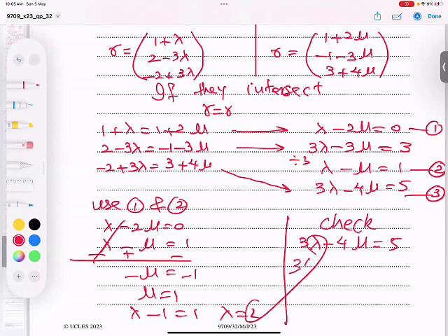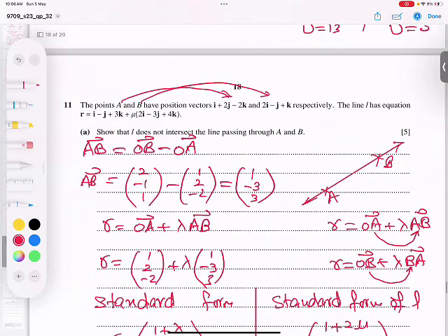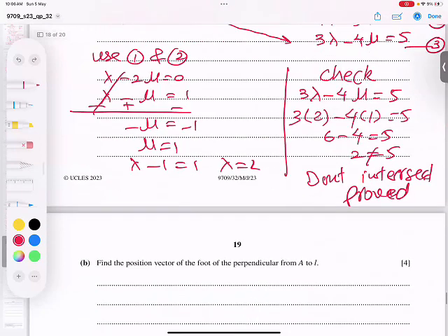Lambda will come from here. Okay, I can write it here: 3 twos are 6. And the mu value comes from here, so 1. So 6 minus 4. I got 2 is equal to 5. No way. So they don't intersect. And proved, because he was asking that. Prove they don't intersect. So Alhamdulillah Rabbil Alameen.